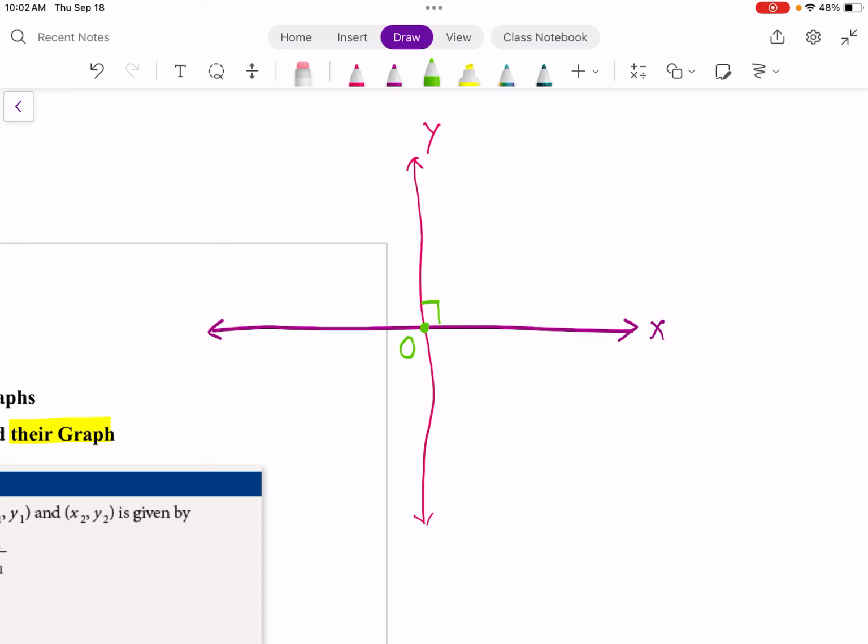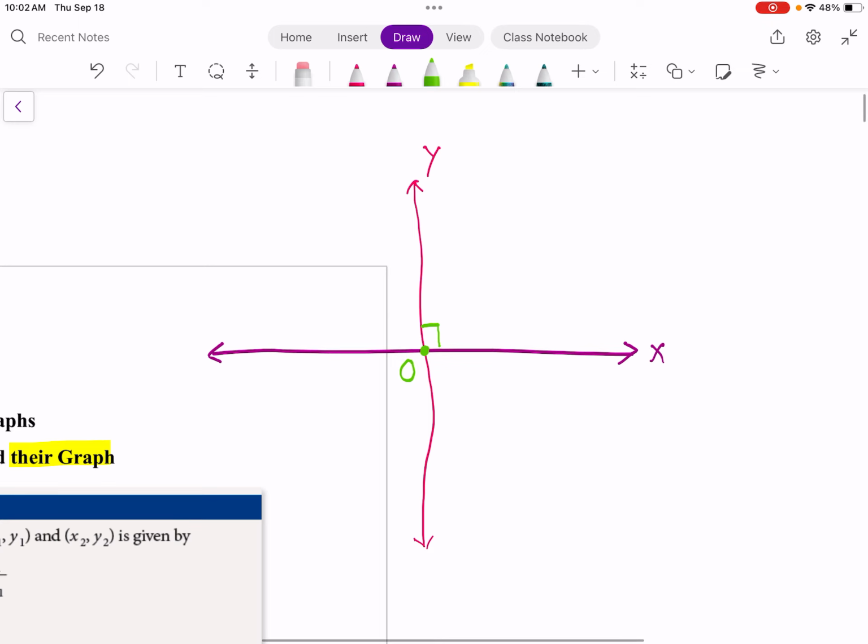So this is the Cartesian coordinate system. It has two lines perpendicular to each other. The horizontal line, we call it x-axis, and we use x to represent it. We have the vertical line, that is the y-axis. The point where these two lines intersect, we call it the origin, okay, that's O.